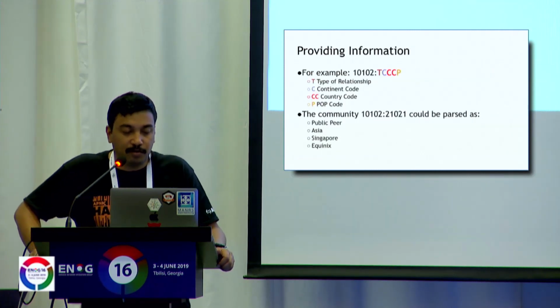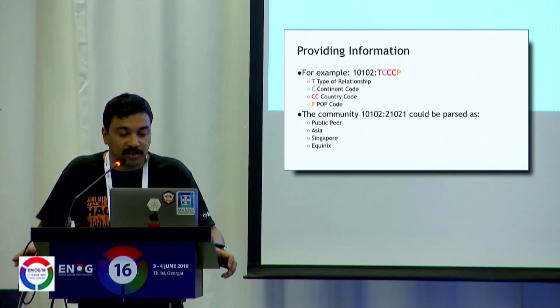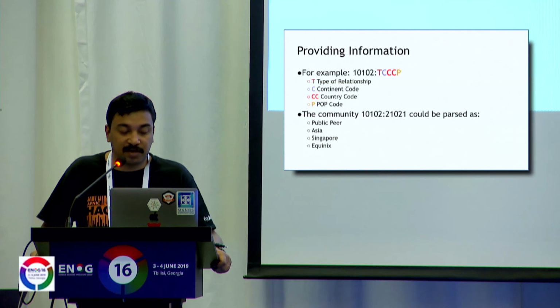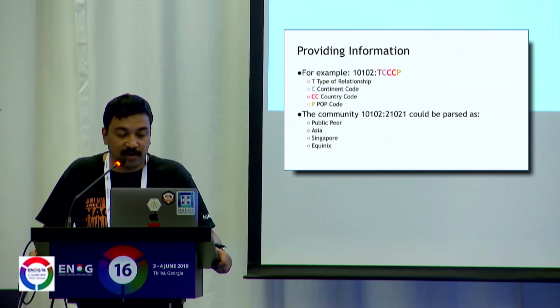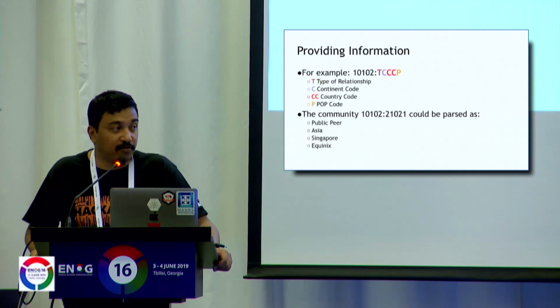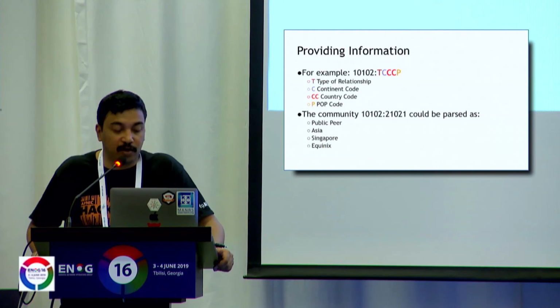So how can you provide this information in a simple manner? You can use 10102:T, with five different digits, so you can see the type of relationship, the continent code, the country code, and the POP code as informed. Let's say for the community 10102:21021, it can be parsed as a public peering. The value 2 is for public peering. The second digit of 1 stands for Asia, 02 is the country code for Singapore, and then the last number is 1, which stands for Equinix in Singapore.